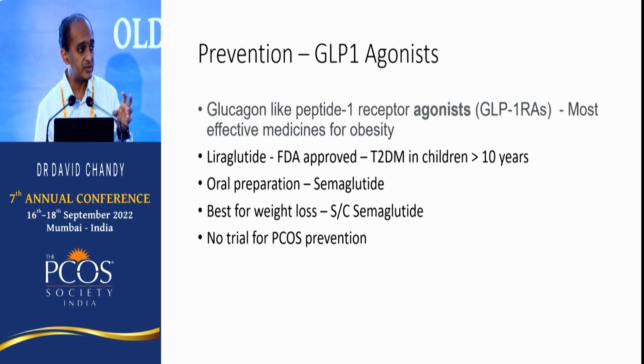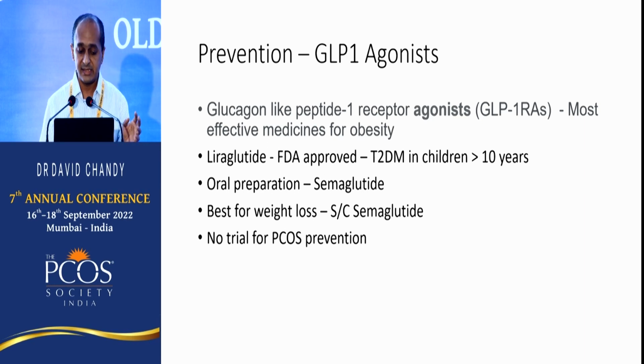The best for weight loss amongst all drugs is subcutaneous semaglutide. It gives good results for weight loss, up to 10 to 15%. It's available subcutaneously once a week. We'll be getting it in India over the next 6 months. But again, if you look at the data for prevention of PCOS, we don't have anything.